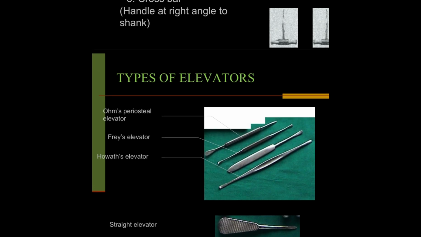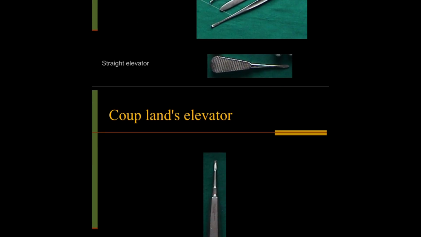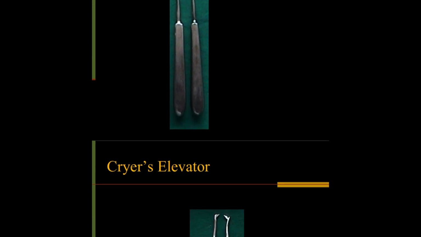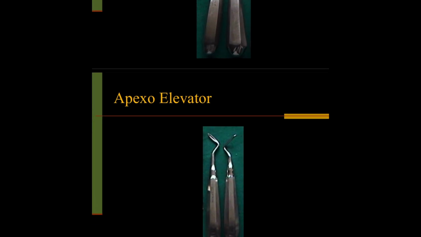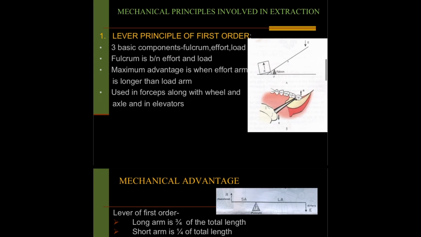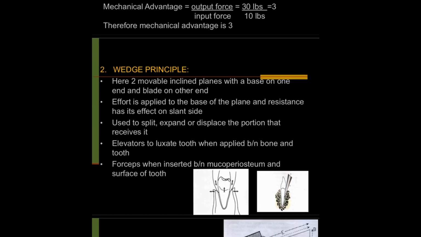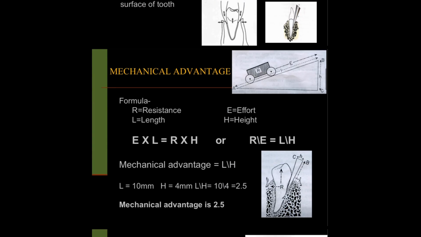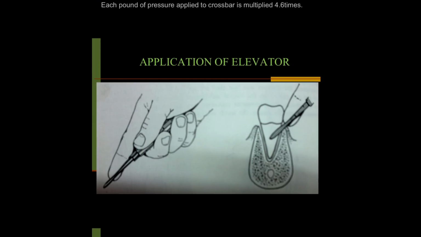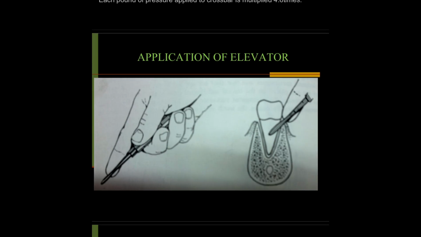Here we have types of elevators: Ohm's periosteal elevator, Frey's elevator, Howard's elevator, straight elevator. We have Copeland's elevator, Winter's crossbar, Warwick James elevator, Cryer's elevator, Beck's elevator. We have mechanical principles involved in extraction. There is the lever principle of first order, then we have the wedge principle, then we have the wheel and axle principle. Then how do we apply the elevator?